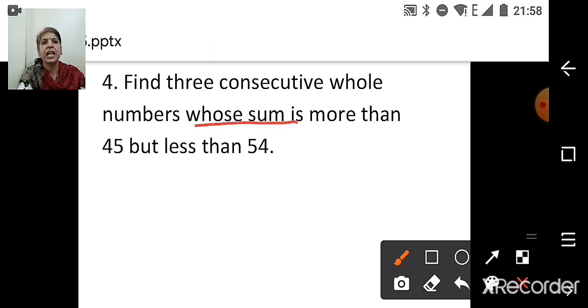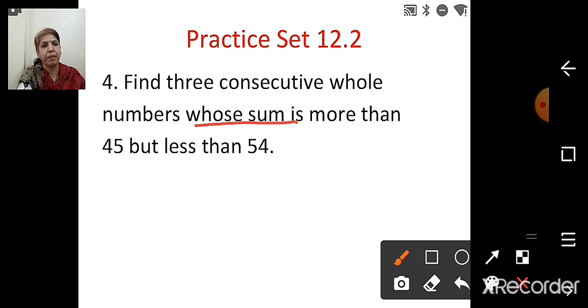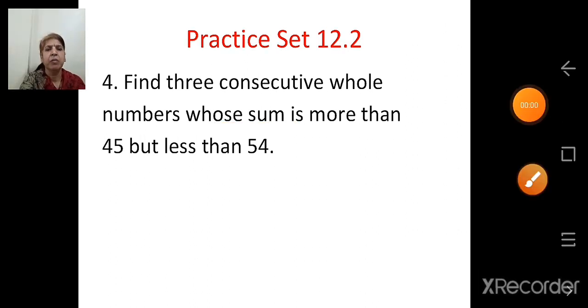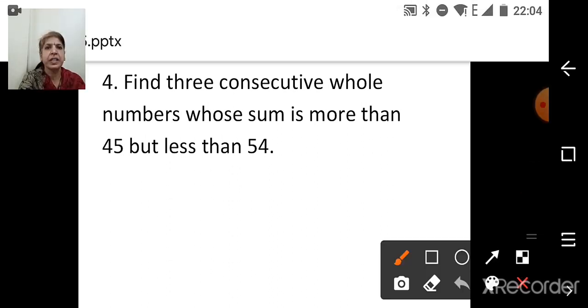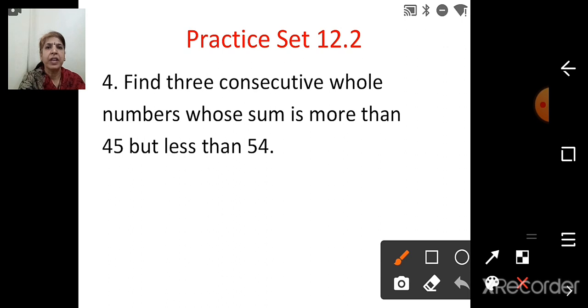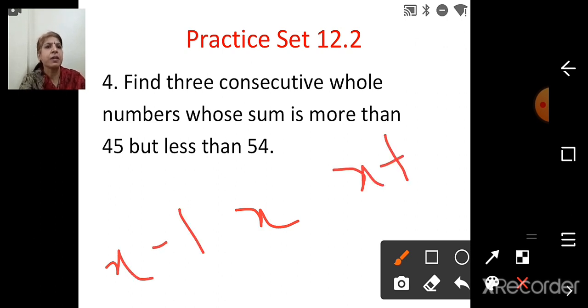Right? Now they have mentioned the condition or further information, whose sum is. When it is asked sum, it means you have to add them. And more than 45 but less than 54. Now keep in mind children, when we say 3 consecutive numbers, we can also take them as, if the middle one you are taking as x, x minus 1, x, x plus 1. So there is a difference of 1, 1. But usually we avoid the minus sign.